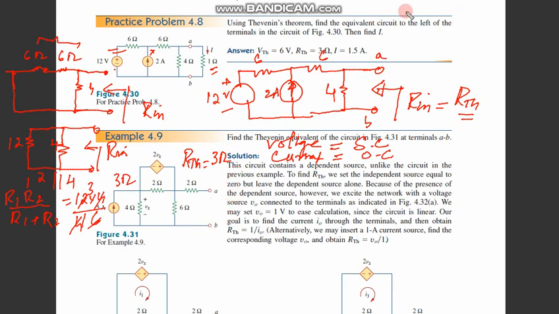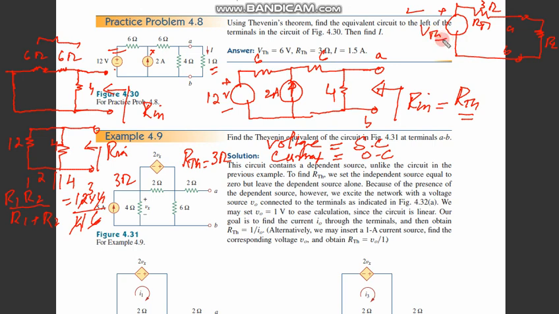Now what should be the value of V Thevenin? I can draw it again over here: V Thevenin, then R Thevenin, and then we have the A and B port, which is where we connect the load. So R Thevenin is now known to be 3 ohms. What about V Thevenin?